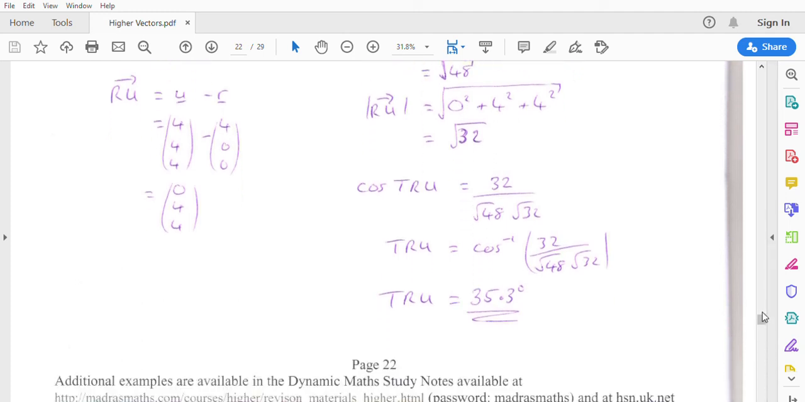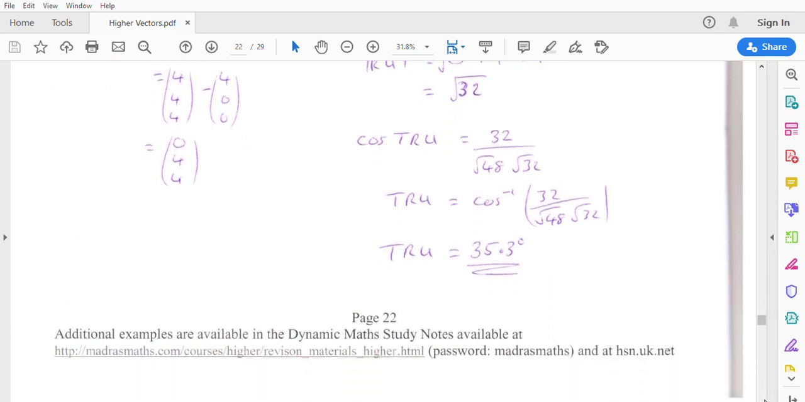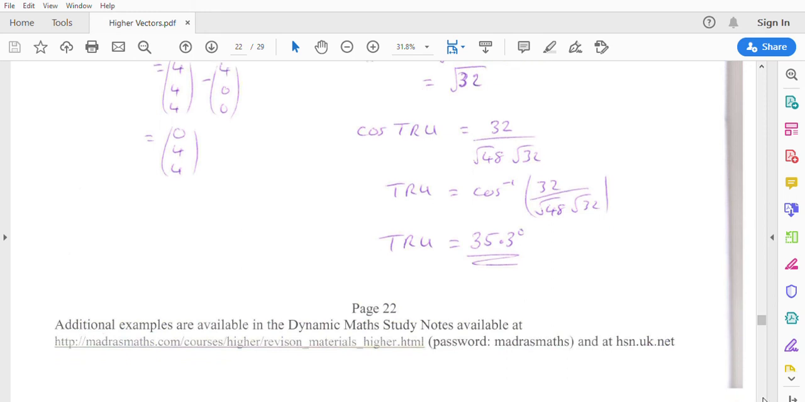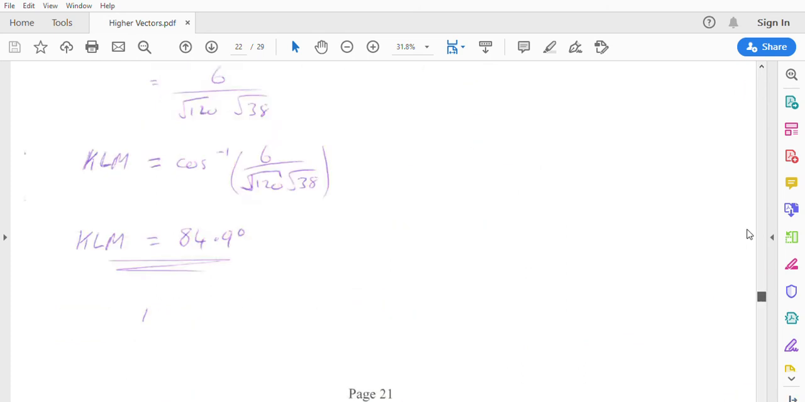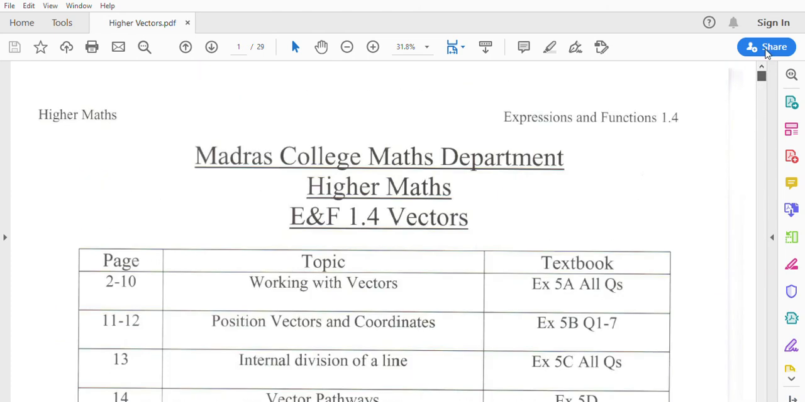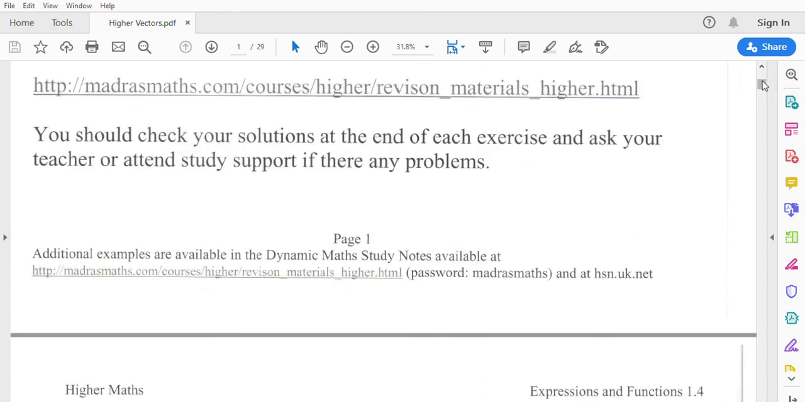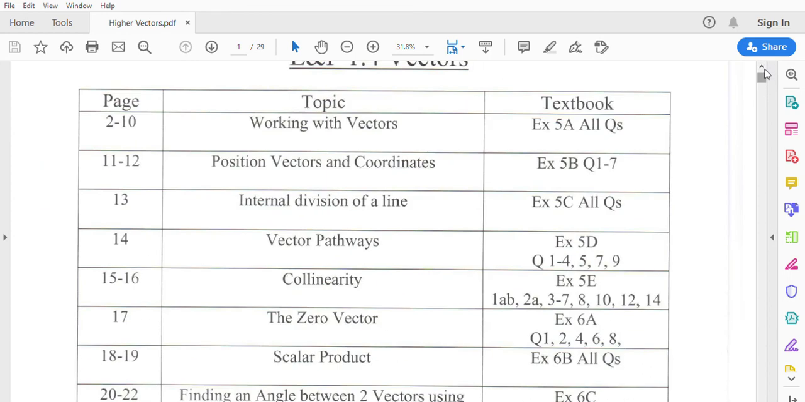So there we have it, guys, finding the angle between two vectors, a very common exam question. Make sure you do plenty of practice at this, and hopefully it will come up in the exam, and hopefully we will get lots and lots of marks. Have a go at exercise 6C. Just quickly check that. Yep, exercise 6C.